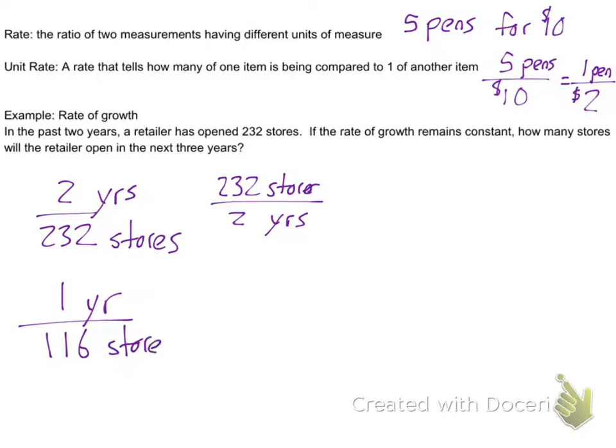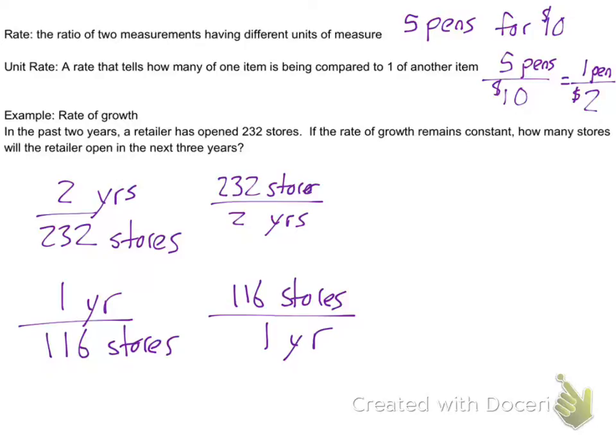And you multiply that by 3. Now, this one would be 116 stores for 1 year. Is everybody okay with that? Now, think of this. It says, if the rate of growth remains constant, at those rates, they mean the same thing, how many stores will the retailer open in the next 3 years? 348.